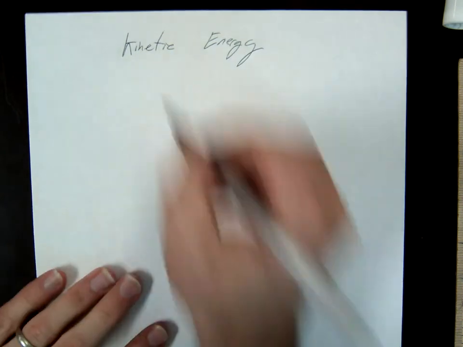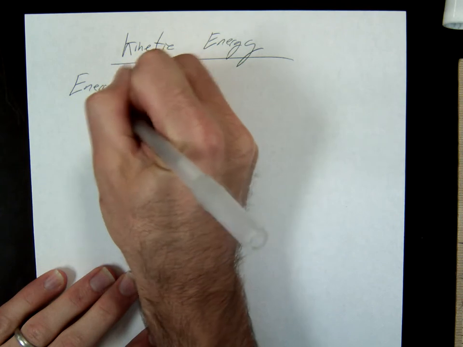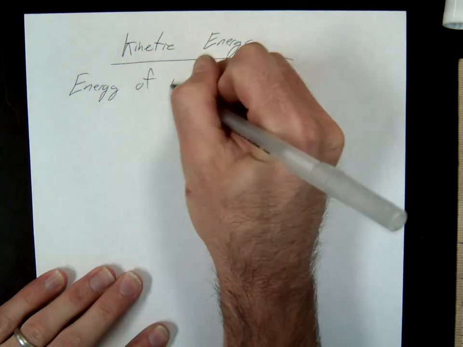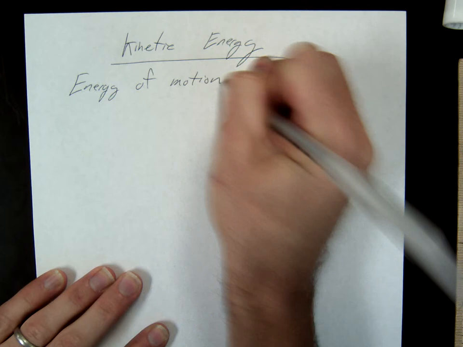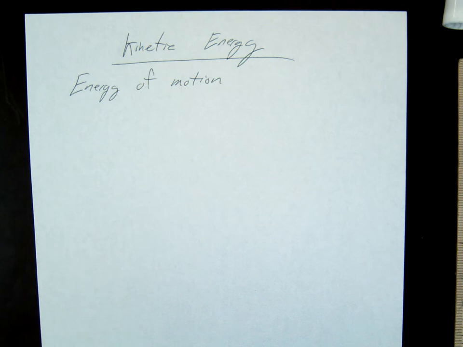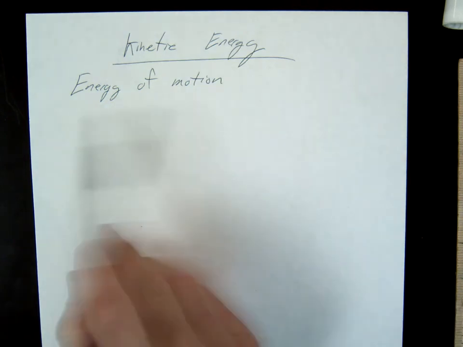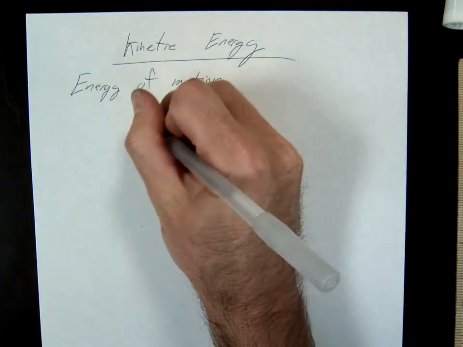Okay, so kinetic energy is, definitionally speaking, energy of motion. And if something is moving, it has the ability to do work on something else. As I just showed you, the moving car can do work on something else. If it bumps into it, it can now apply a force over a distance. So let's go ahead and derive the equation for this.